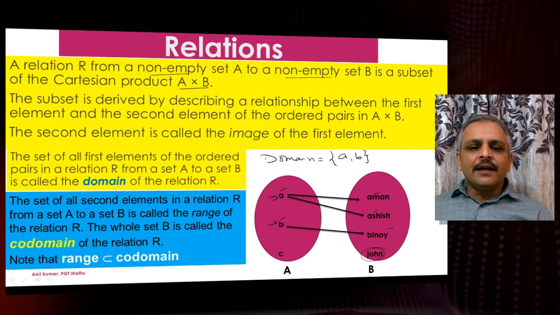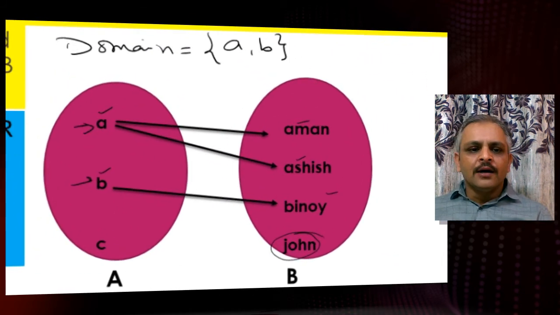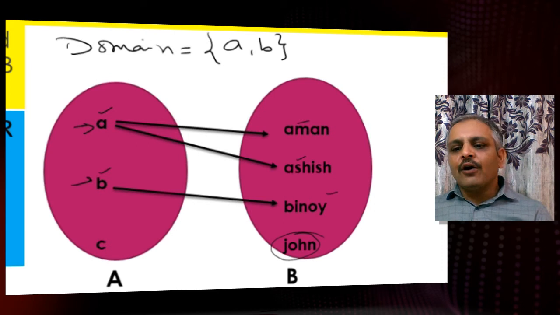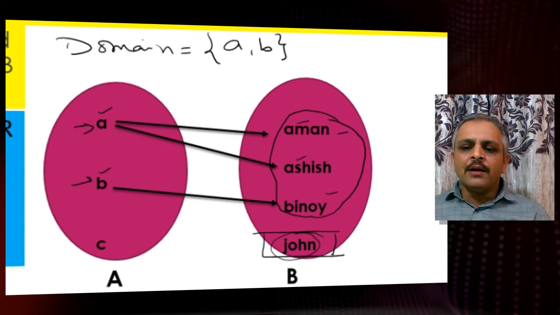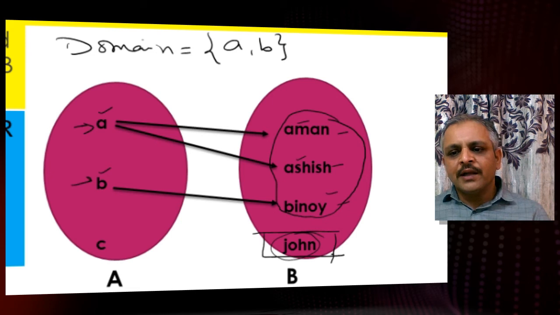And the set of second elements in a relation from set A to B is called the range. So here you have to notice it very carefully, dear students, that it is the set of the second elements of the ordered pairs. See, John is not a part of our ordered pairs here in that relation. So only these three will be the elements of the range: Aman, Ashish and Binoy. Because John does not come under an ordered pair which satisfies that relation. So this will be the range.